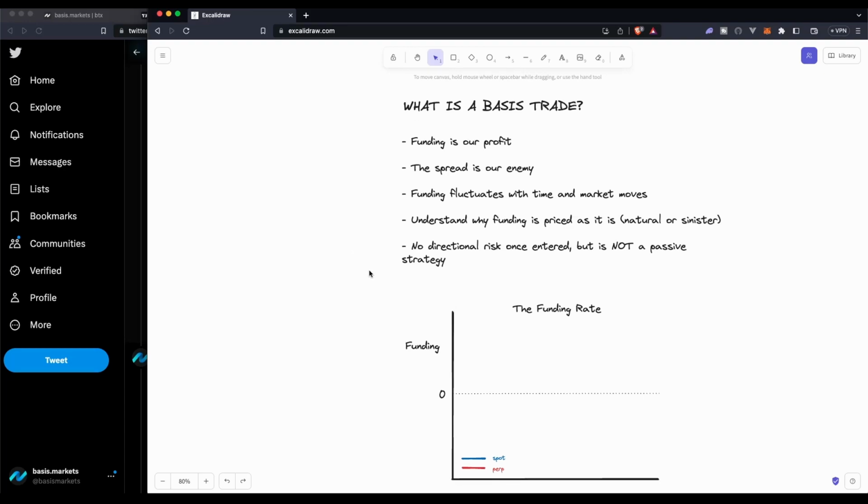The spread is our enemy, so getting in on each leg. So when you're in a basis trade, I'll go through this in a moment, but you'll have a long position and a short position.